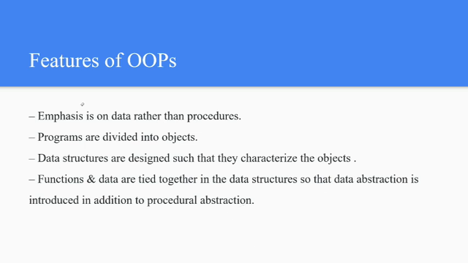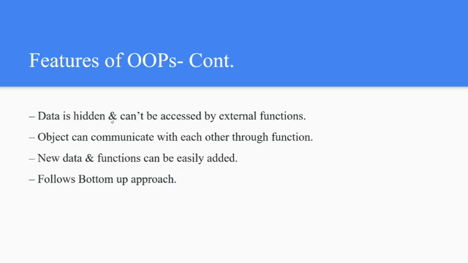So this is all what we have already discussed, kind of. Data is hidden and can't be accessed by external functions. Objects can communicate with each other through functions. New data and functions can be easily added. It follows a bottom-up approach. So these are the features of object-oriented programming, which show the difference between the two, right?